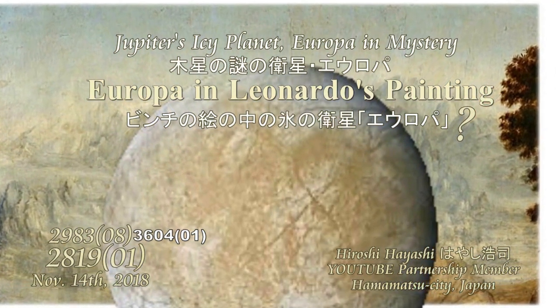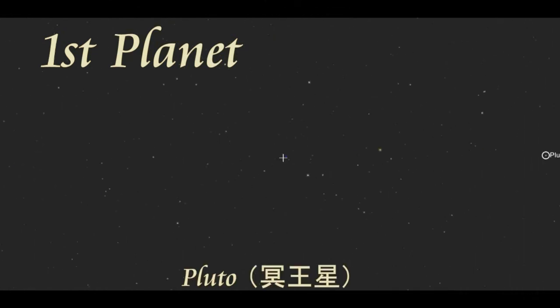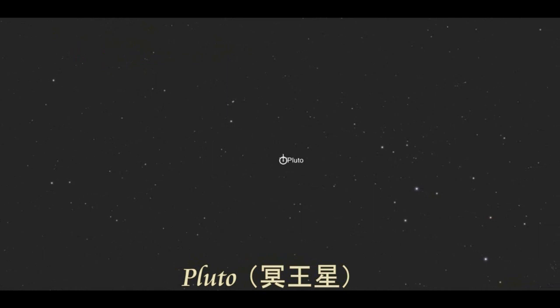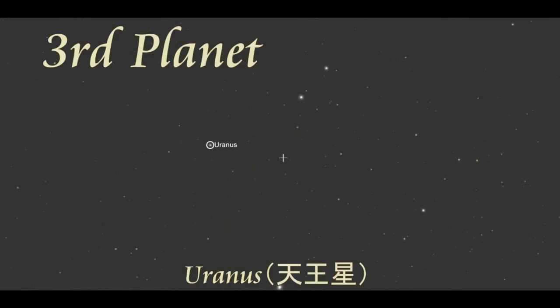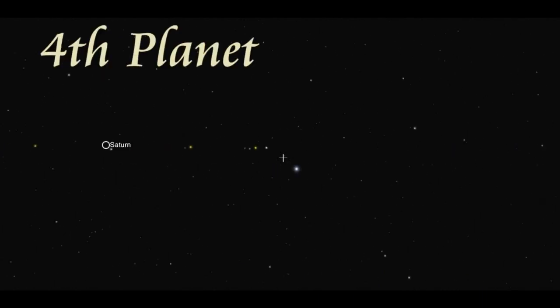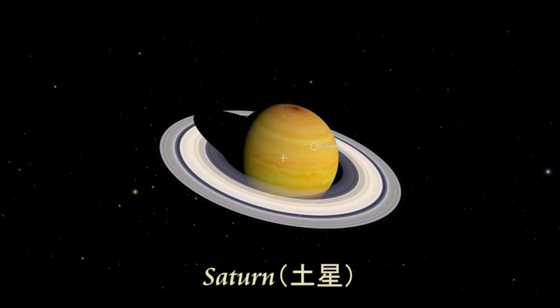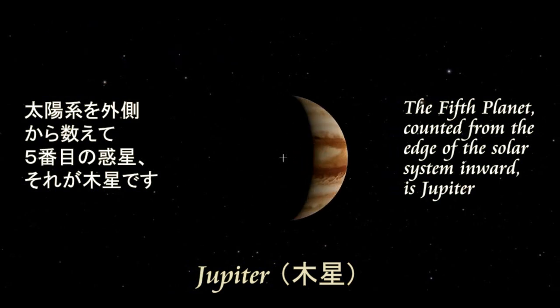A popular science website writes about Europa, Jupiter, as follows. NASA has an unusually bold plan to find life on Europa. For the first time since the Viking mission failures, the space agency may take the direct approach. If we want to find alien life in our solar system, Jupiter's icy moon Europa, I say here about Jupiter, the fifth planet counted from the edge of the solar system inward, is one of the best places to look for it. And scientists may get a chance to do just that in the coming decades.